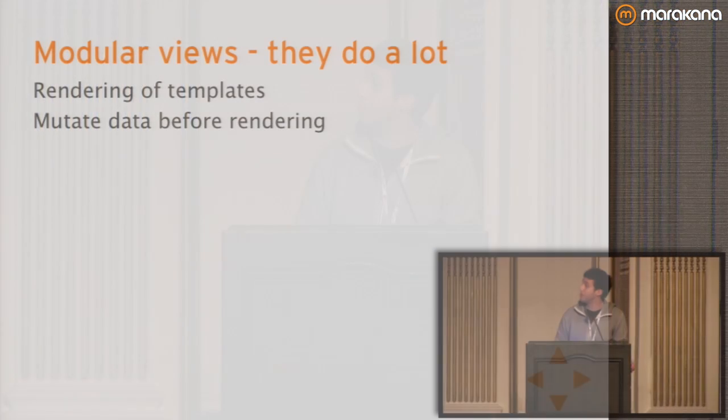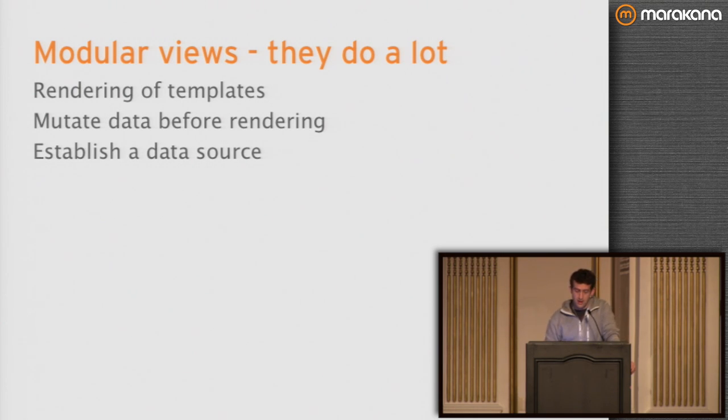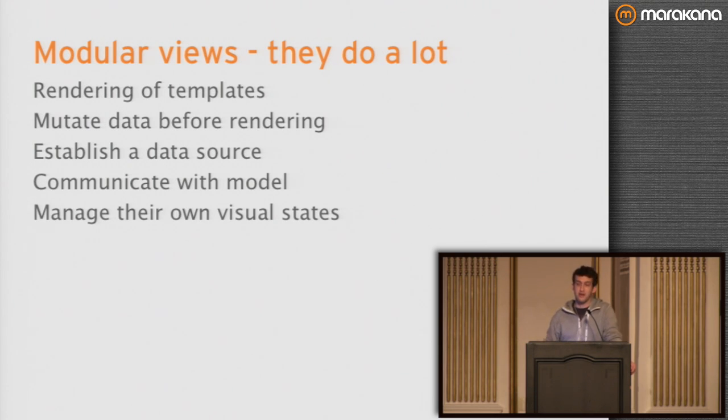Modularity means you want them to be self-sufficient, and within this kind of system they have to do a lot of different stuff. They have to render their templates, and mutate data before rendering in case what you're getting from the server needs to change a bit, or maybe you're pluralizing things before it goes out to the template. They need to establish a data source, communicate with the model, and of course manage their own visual states.